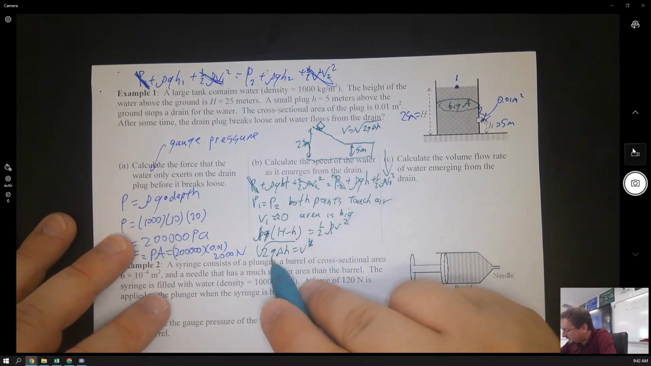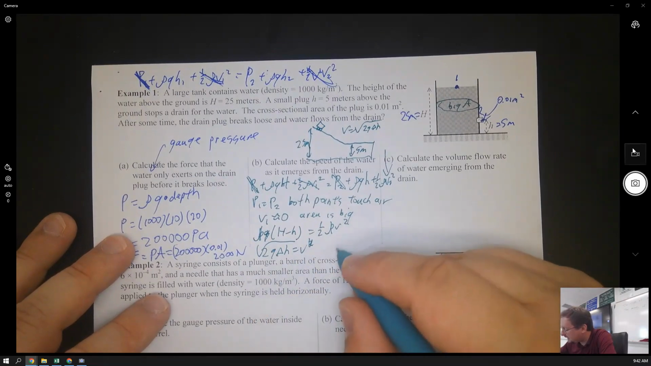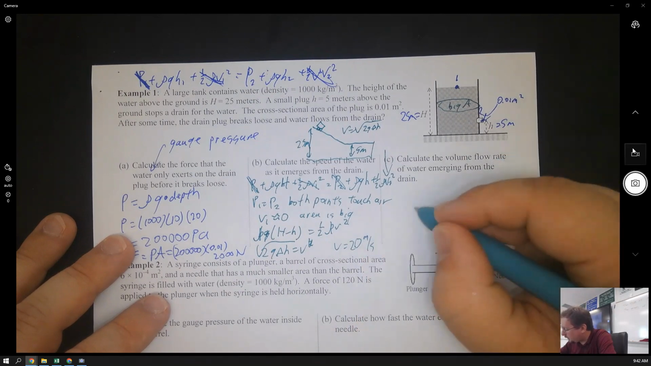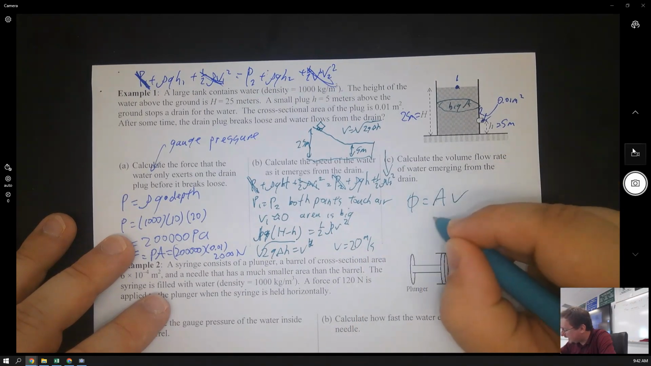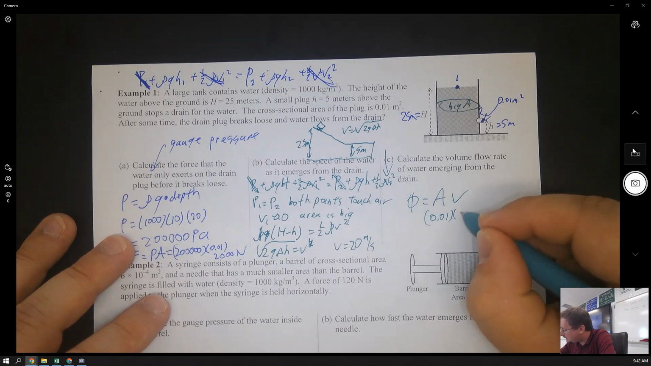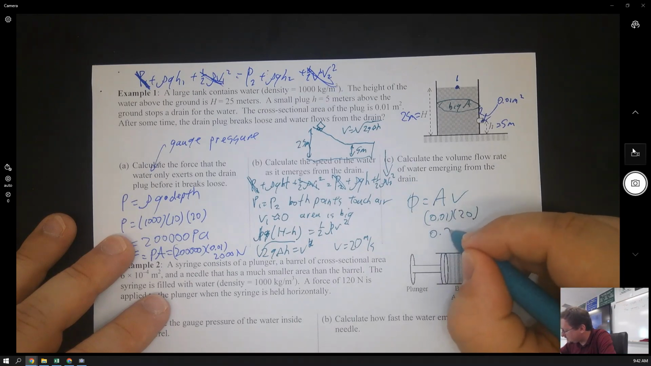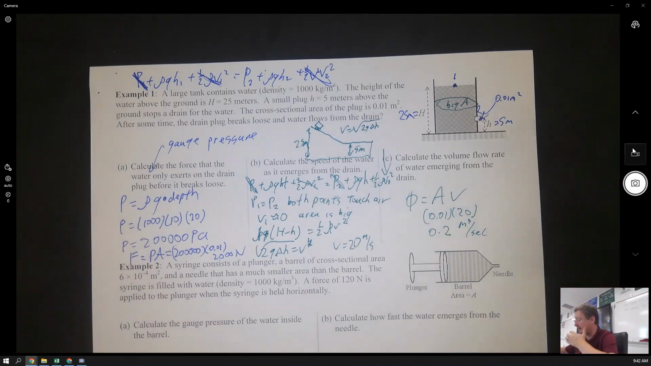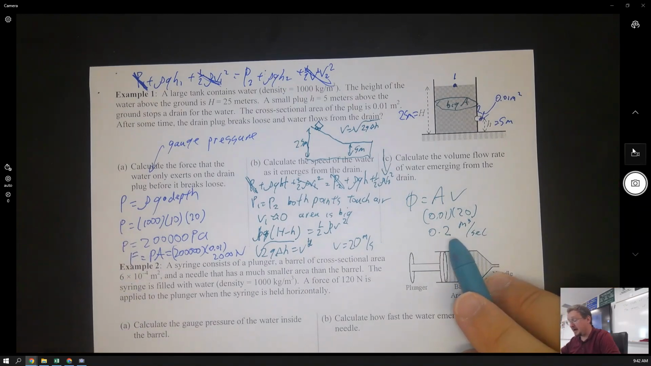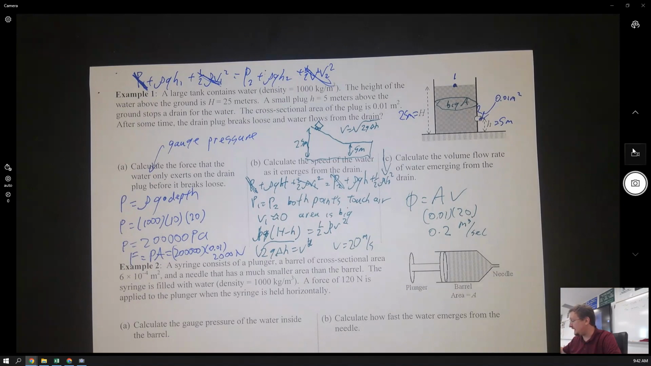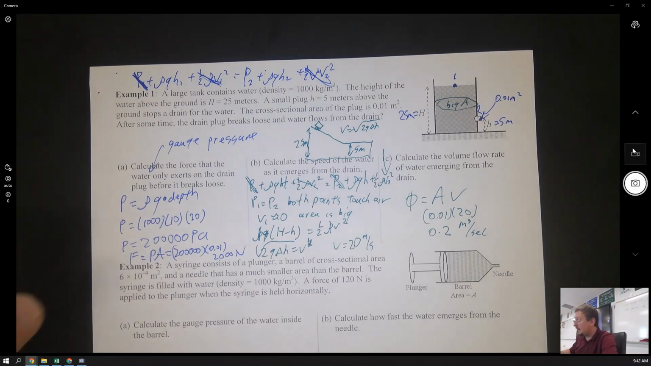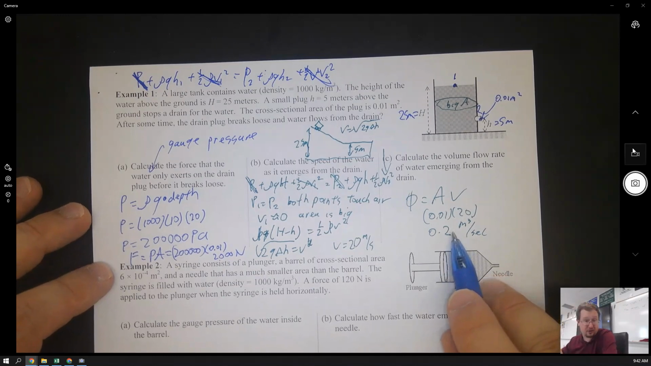Okay, 2 times 10 is 20 times another 20 is 400. The square root of that is 20 meters per second. Okay, the volume flow rate is area times velocity. 0.01 is the area, 20 meters per second. So you get 0.2, I believe, cubic meters per second, which is a huge amount, actually. That's like 2 bathtubs full of water every second. I'm not even kidding you. Small bathtub, right? If you have a big master bath, it'd be 3 of those every second.